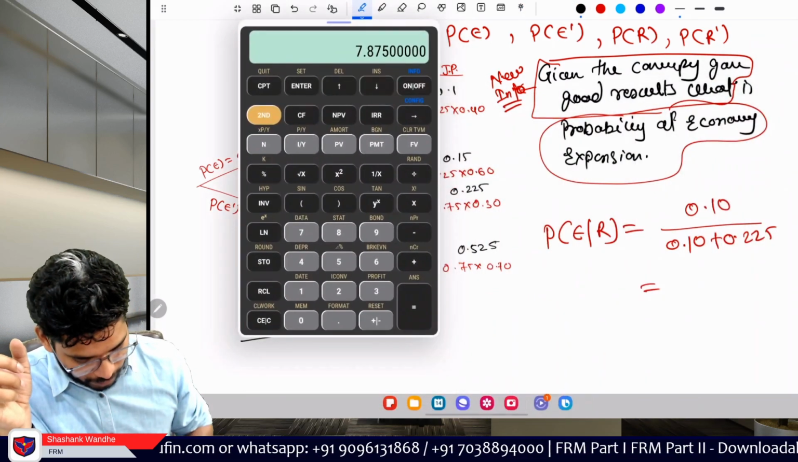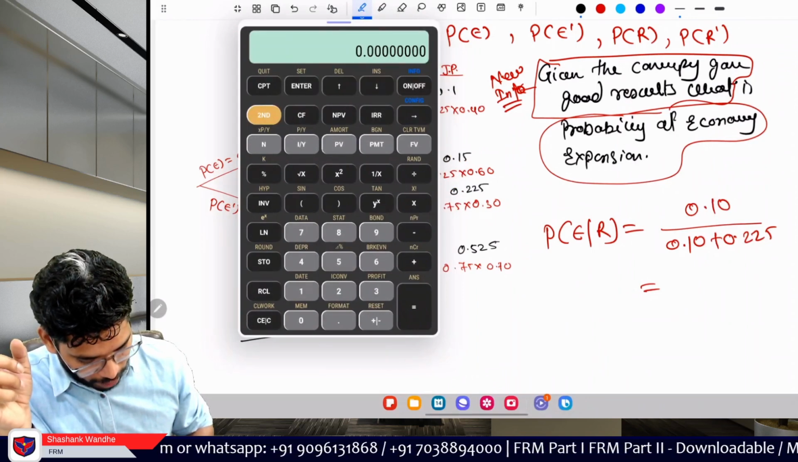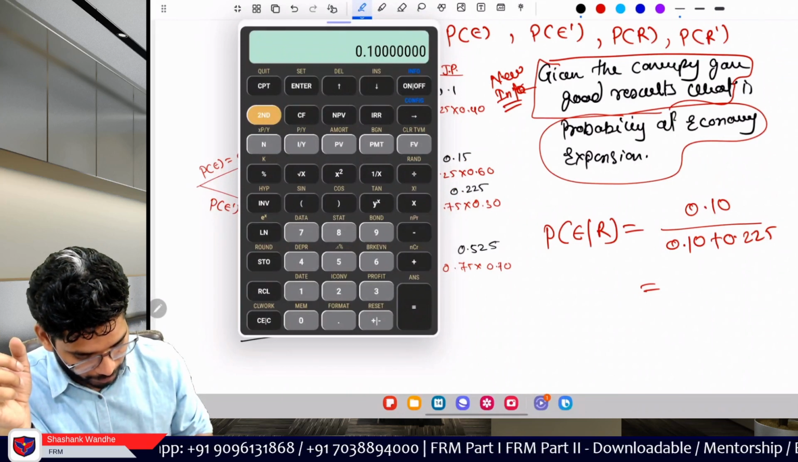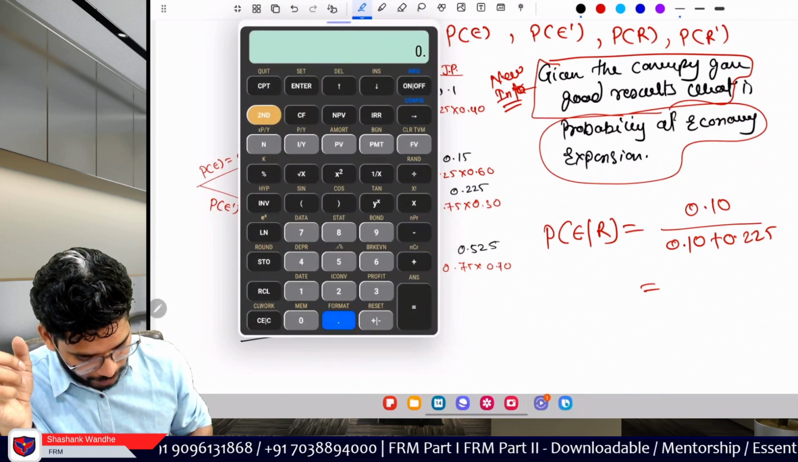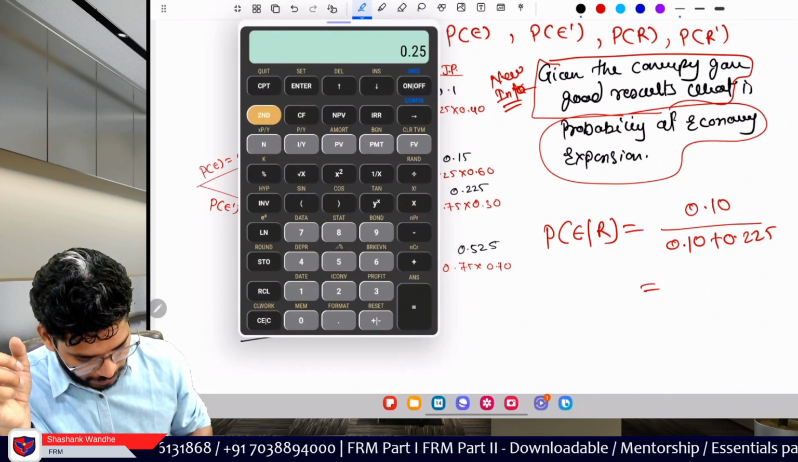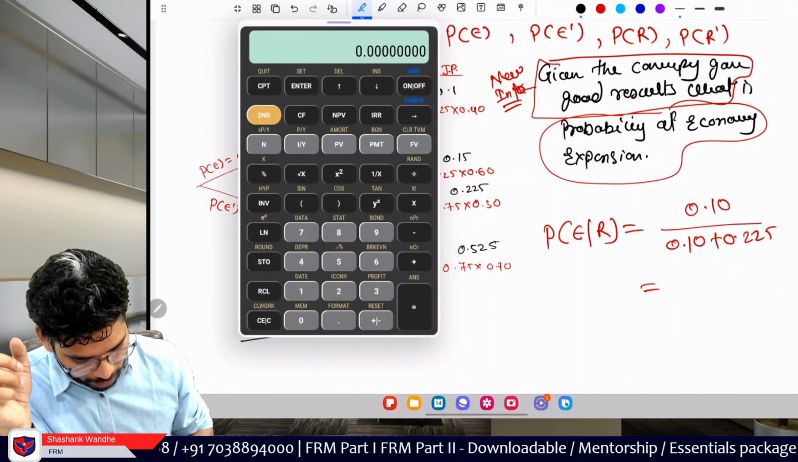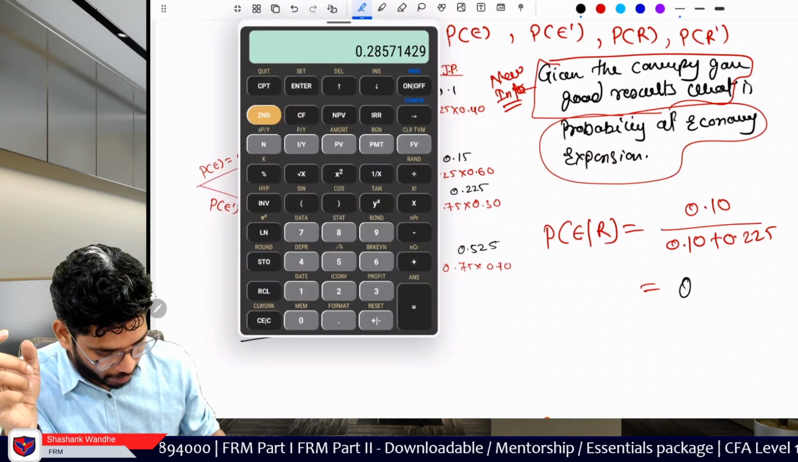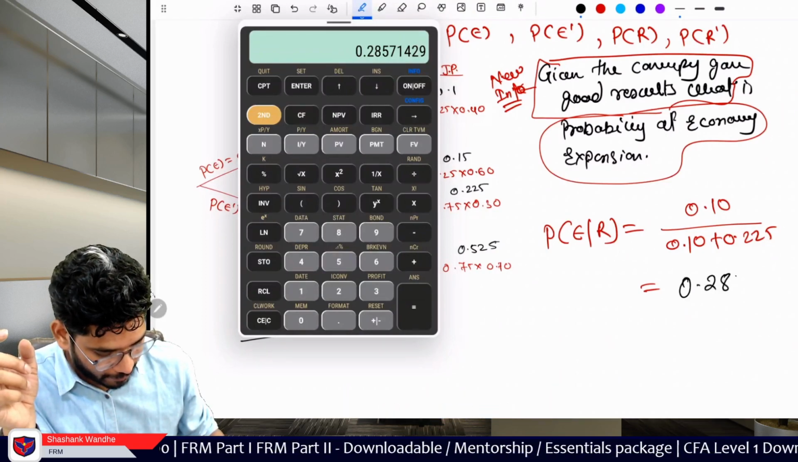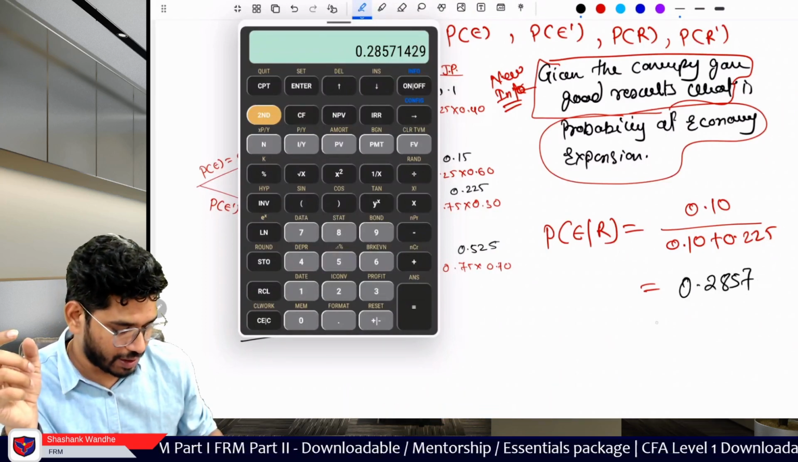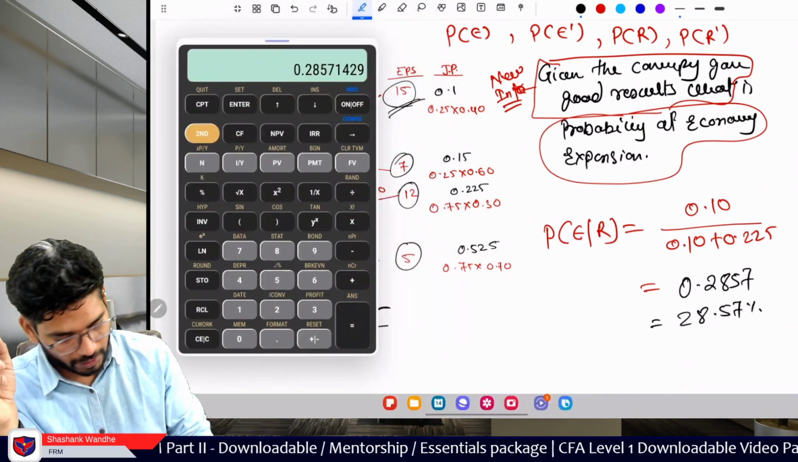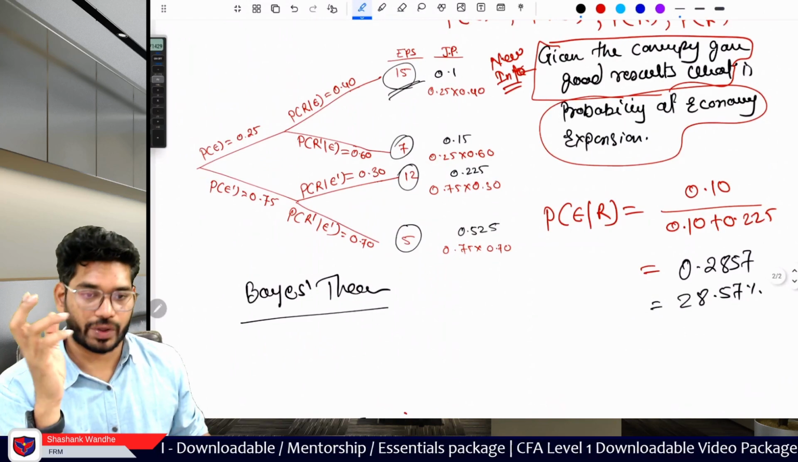So the answer is 0.10 divided by 0.10 plus 0.225, which is 0.2857, which is equal to 28.57%. Okay, so this is the first situation.